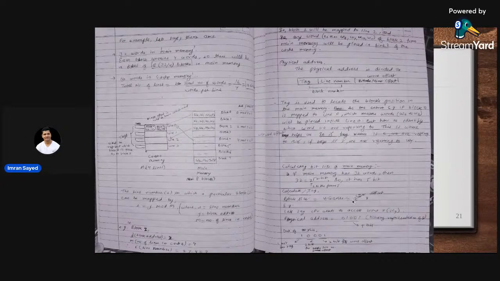Inside of the block 2. So what will become the physical address? The physical address will become the binary representation of 9. So binary representation of 9 is 01001.